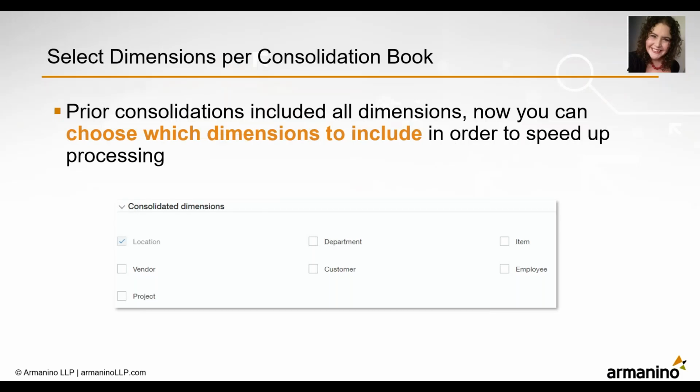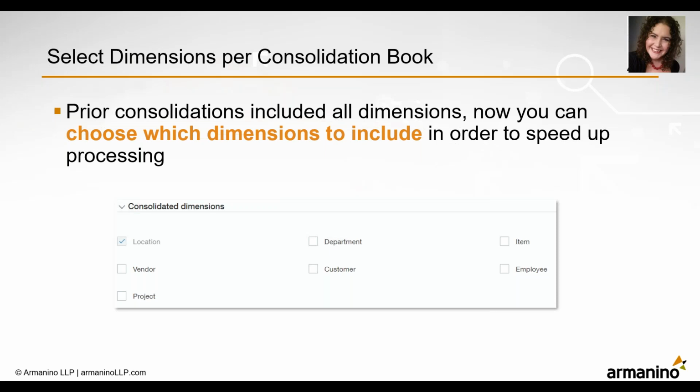And then also we have an update for global consolidations. This is going to be really helpful for those of you that are using lots of dimensions in your system, but don't need lots of dimensions in your consolidation, because on a consolidated basis, you're not reporting out at the vendor level or at the customer level, but you might need to report out at the department or project level, or maybe even class.